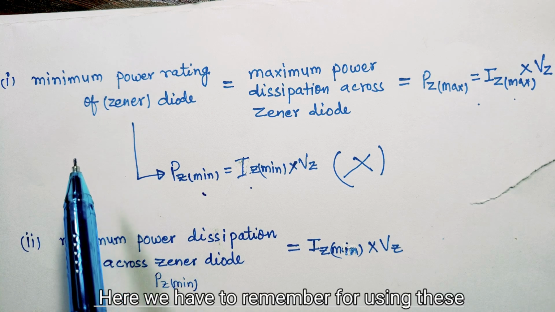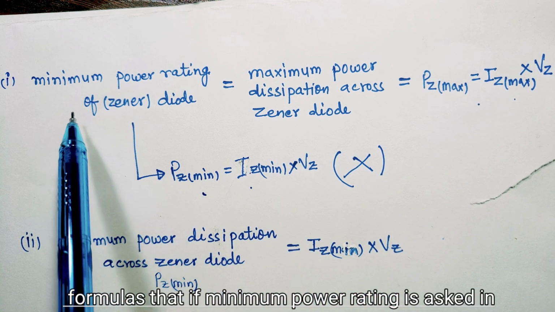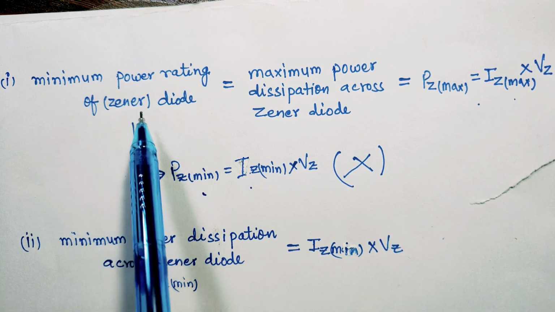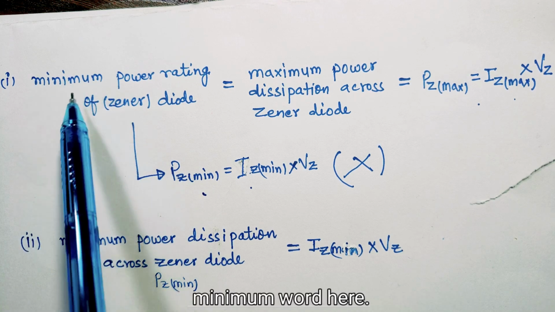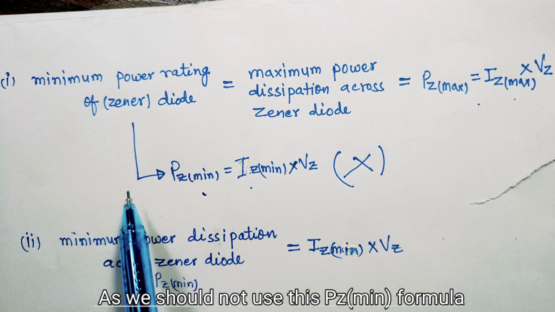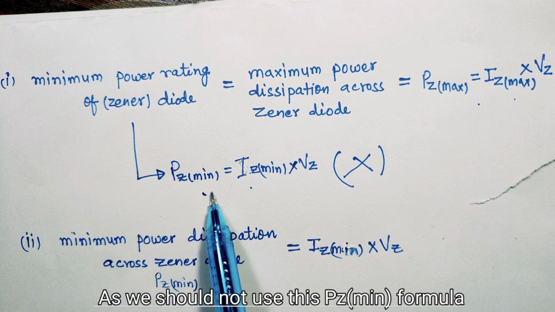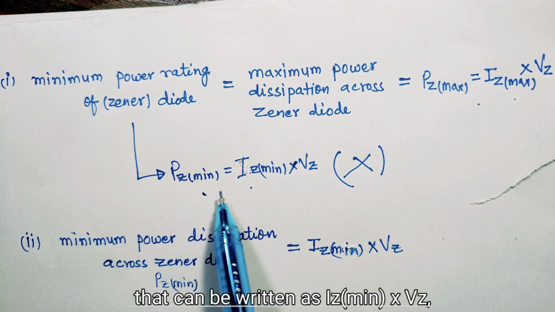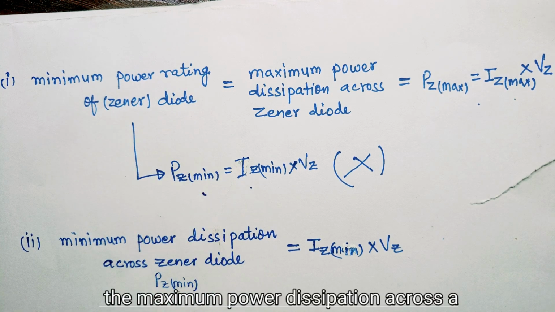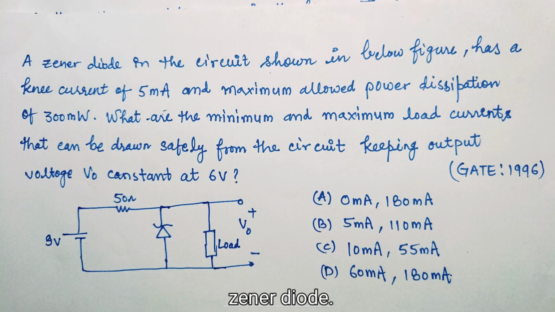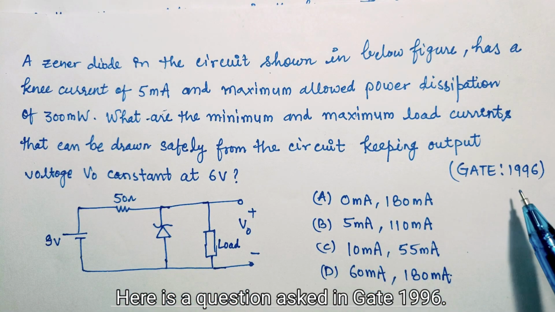Here we have to remember, for using these formulas, that if minimum power rating is asked in the question, we should not get confused by the word minimum. We should not use the Pz minimum formula, that is Iz minimum into Vz, since the minimum power rating of a zener diode is the maximum power dissipation across the zener diode. Here is a question asked in GATE 1996.